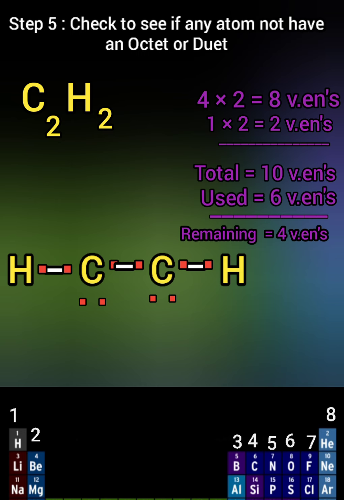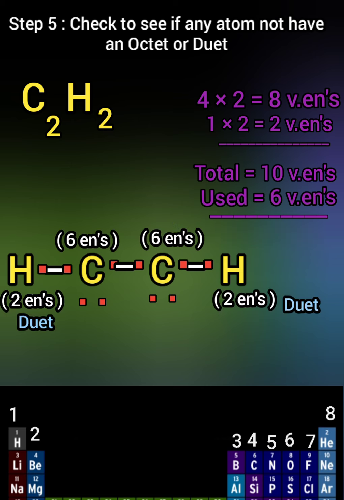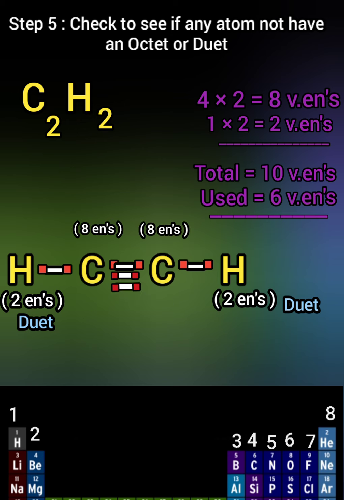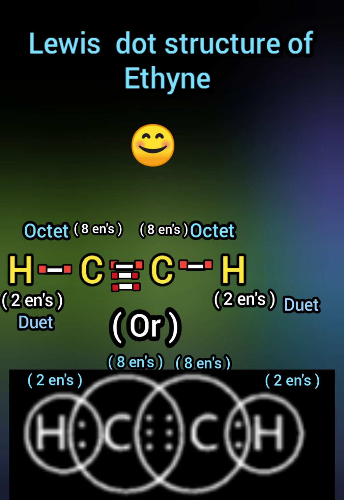Step 5. Check and see if any atom does not have an octet or duet. Here each hydrogen is stable with 2 electrons, a duet, but each carbon has only 6 electrons. In order for each carbon atom to get a stable octet, turn the lone pairs of each carbon into double or triple bonds. Here, look at both carbons. Both carbons are stable with 8 electrons, an octet, and 2 hydrogens are stable with 2 electrons, a duet. The Lewis dot structure of ethyne is now complete.